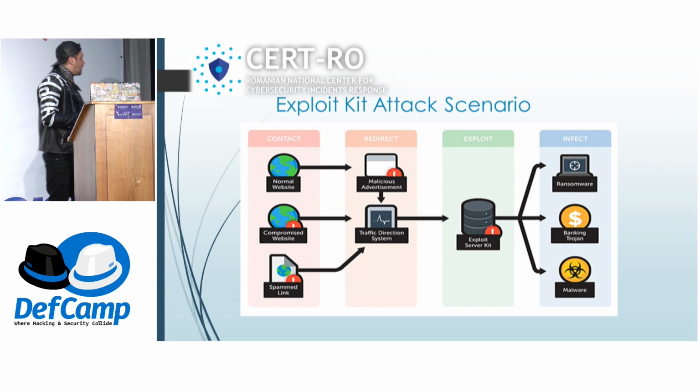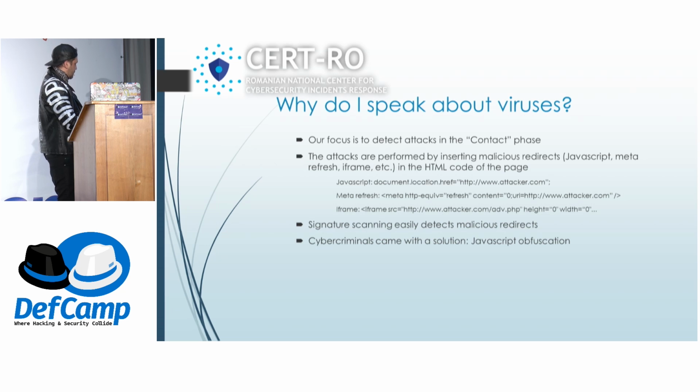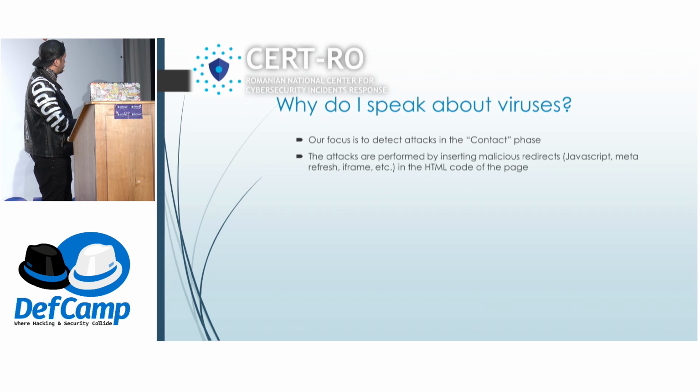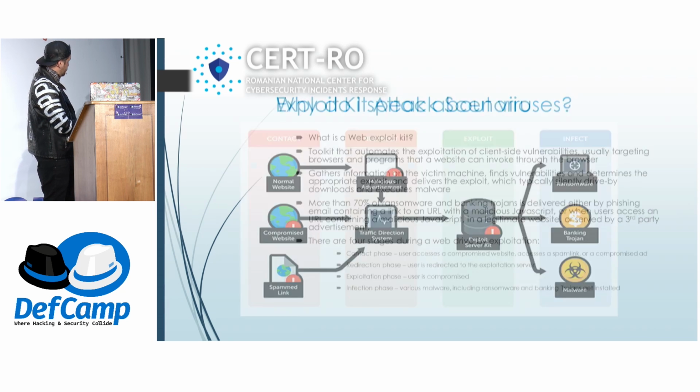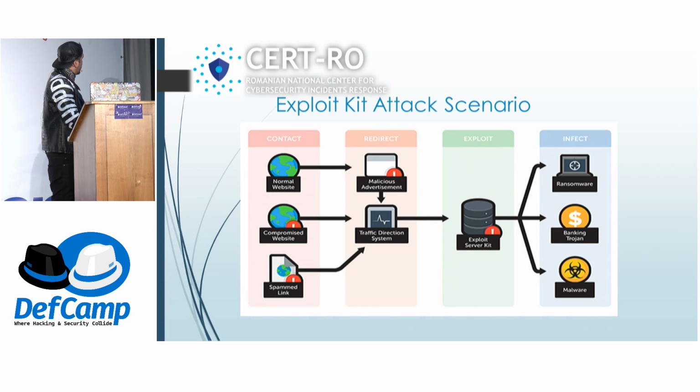This is how it looked like. Here is the contact phase. You see a normal website with a malicious advertisement, or a compromised website, or a spam link, all redirect the user to a traffic direction system, which then sends him to an exploit kit server, which then installs ransomware, a banking trojan, or another kind of malware.